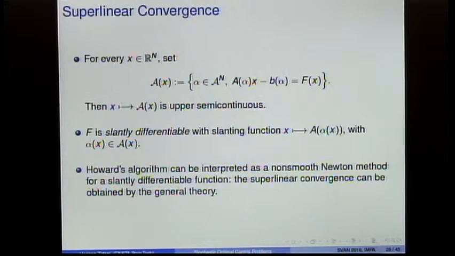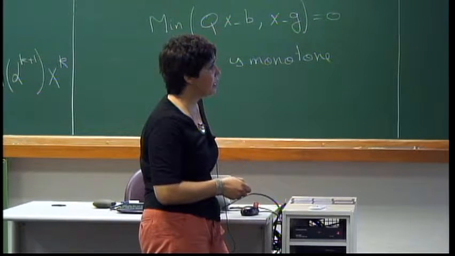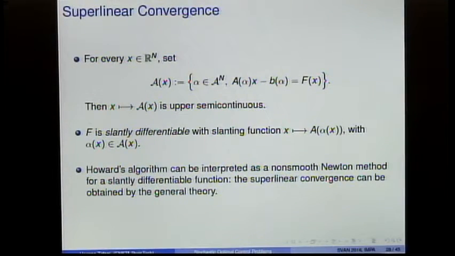So I don't think it is really a non-smooth function if the set of actions is compact, but you can easily prove that it is slantly differentiable, and this is the slanting function, with the alpha x here should be an element in this set. So now with this information on f, these results that you can prove on f just by the monotonicity of the matrices A, you can prove that Howard's algorithm is a non-smooth Newton method for a slantly differentiable function f, and then you get the superlinear convergence by the general theory. Okay?